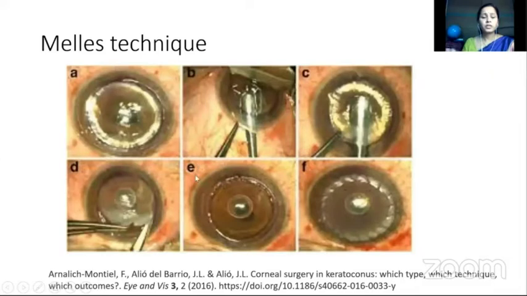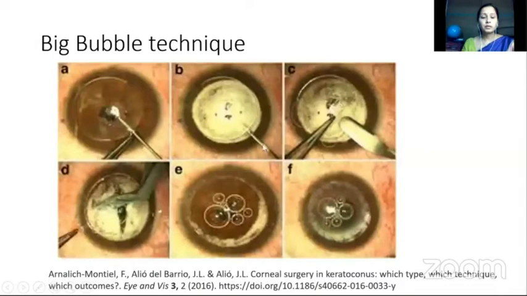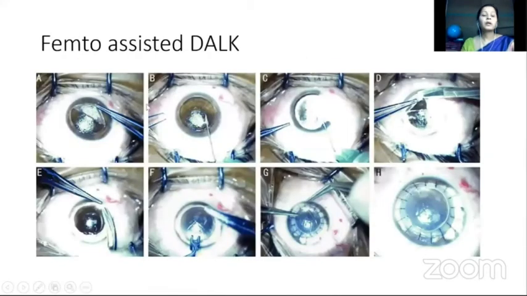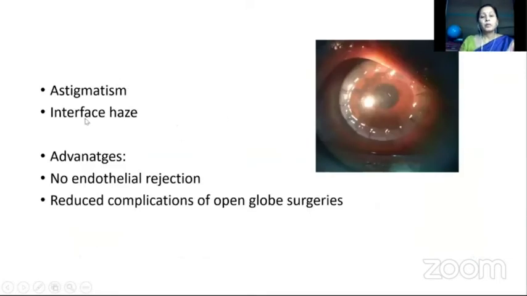So Anwar came up with a technique where he injected air into the anterior chamber and, using the reflexes between the air and the stroma, he was identifying the Descemet's membrane. But the big bubble technique has been a revolution in lamellar keratoplasty, and it makes the procedure faster and easier. But now with femtosecond, everything else seems very easy. Femtosecond discerns the layer and then it's very easy to do the dissection and complete the procedure. But the complications are astigmatism, and there's always an interface. Here you see this case of keratoglobus where we did a lamellar keratoplasty, and there are a lot of Descemet's folds, and the patient will have some glare. But the advantages are there's no endothelial rejection and reduced complications of open globe surgeries like expulsive choroidal hemorrhage or infection.